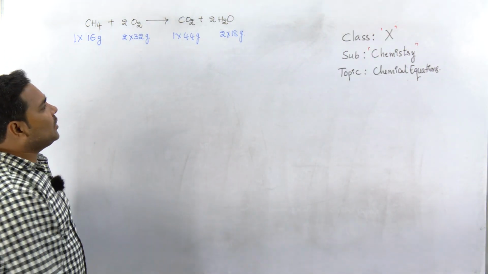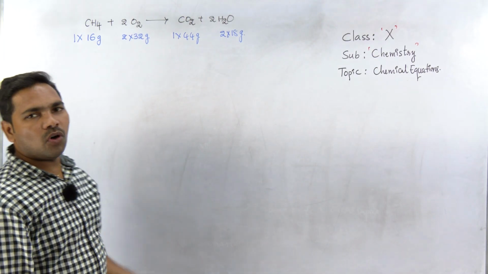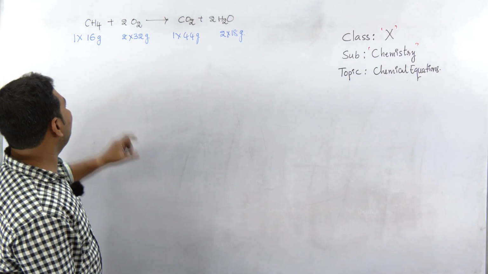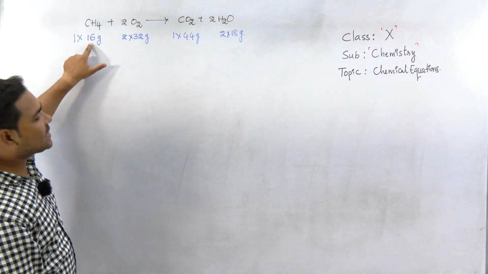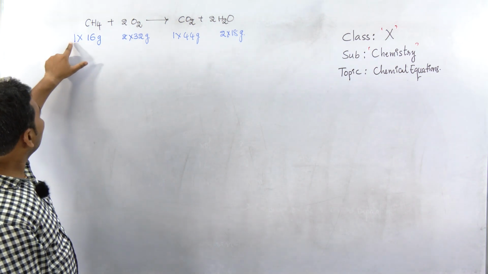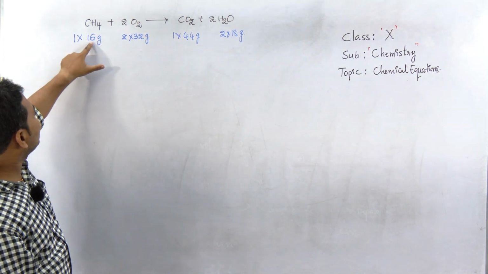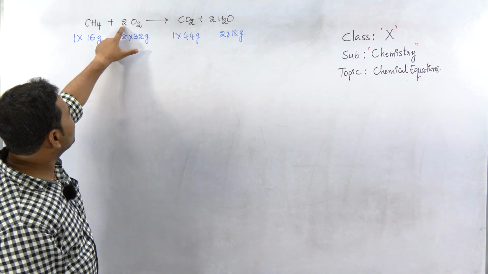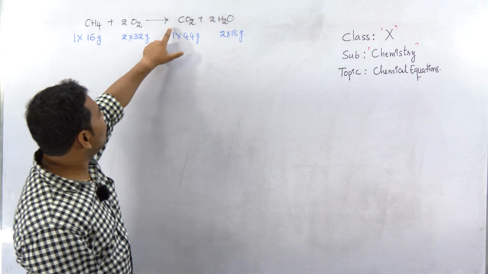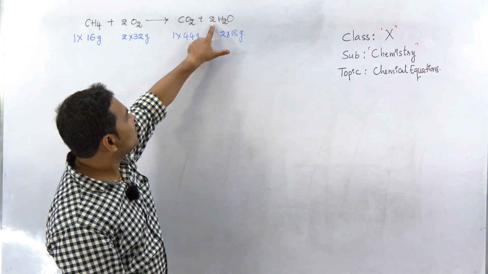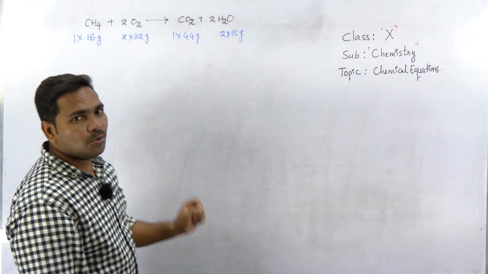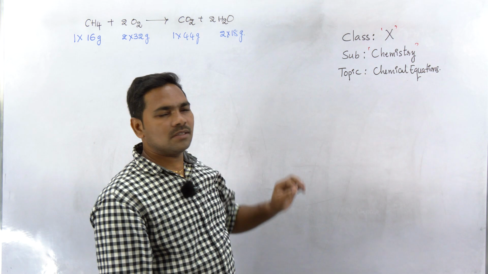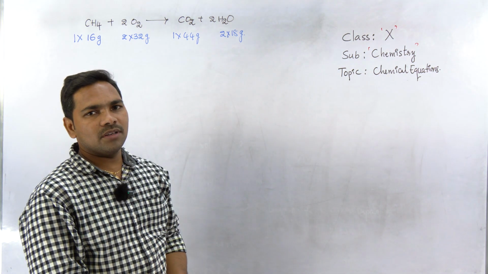So now in this chemical equation, the stoichiometric quantities are mentioned. You see, 1 mole of CH4 weighs 16 gram, 1 into 16 gram. 2 moles of oxygen, each into 32 grams, 1 mole of CO2 into 44 grams, 2 moles of H2O into 18 grams. These are the stoichiometric quantities of these reactants and products.